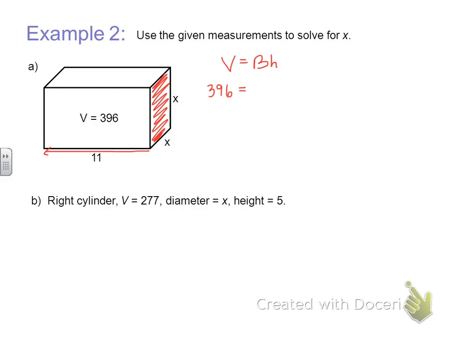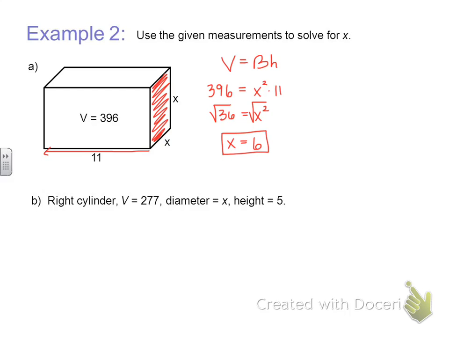x squared. x times x for that square, right? So the area of this base is going to be x times x, x squared, and then times the height, which is 11. So to solve this, I'll divide 396 by 11. You guys should get 36 when you do that. And then to solve for x, you will square root both sides. So I will get x equals 6. And that's all that I was asking for, that dimension for x.